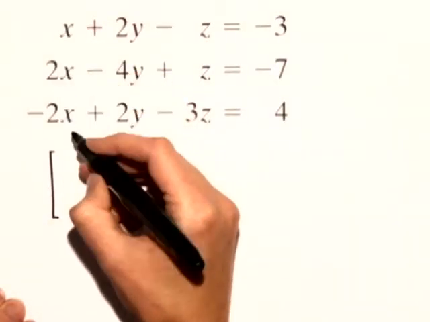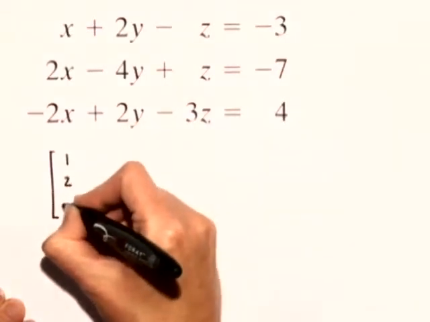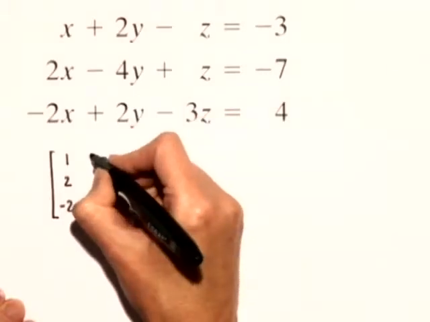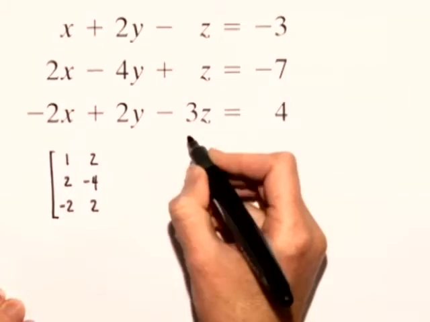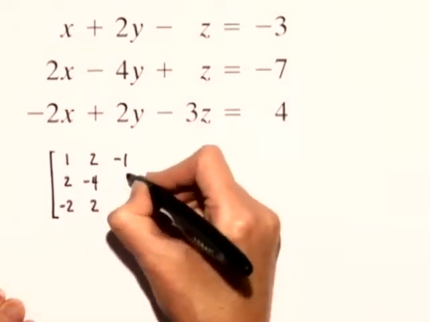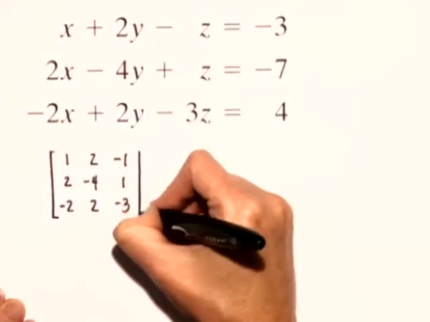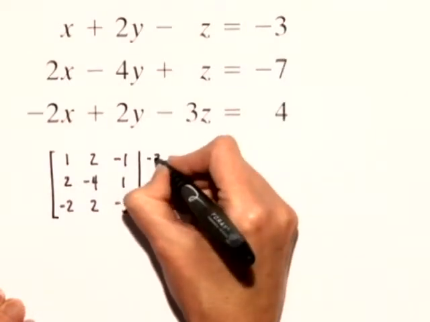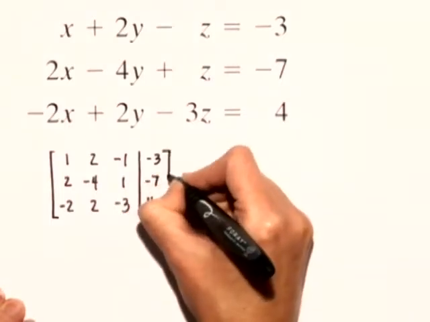I'll write them in columns. So the coefficients on x are 1, 2, and negative 2. The coefficients of y are 2, negative 4, and 2, and the coefficients of z are negative 1, 1, and negative 3. And we draw a line for our equal sign, and on the right hand side the constants are negative 3, negative 7, and 4.